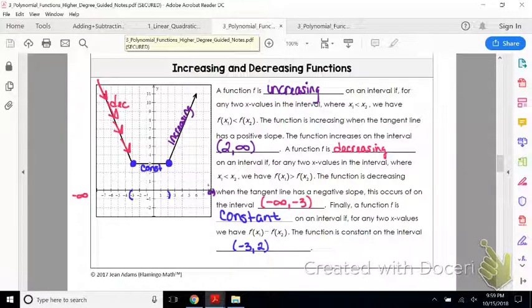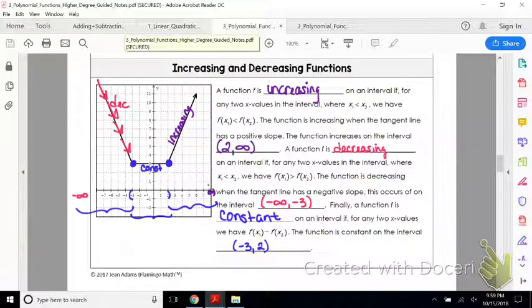Now, when you're looking at increasing, decreasing, and constant, guys, your entire domain should be used. So if you look, we used from negative infinity to negative 3. We used from 2 to positive infinity, and we used from negative 3 to 2. So you should use the entire domain of your problem when you're dealing with increasing, decreasing, and constant, because it has to be one of those.